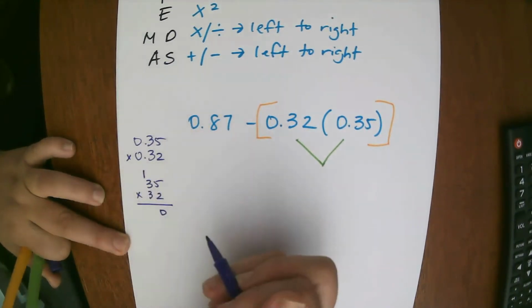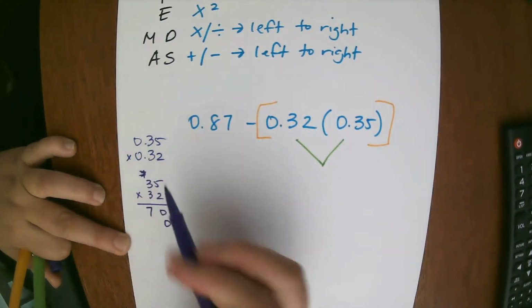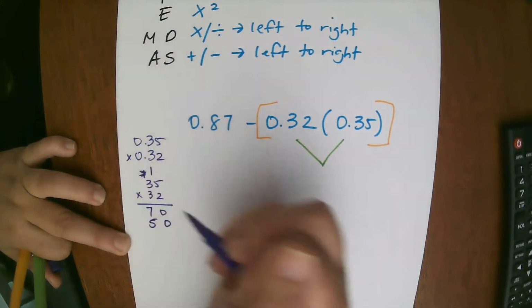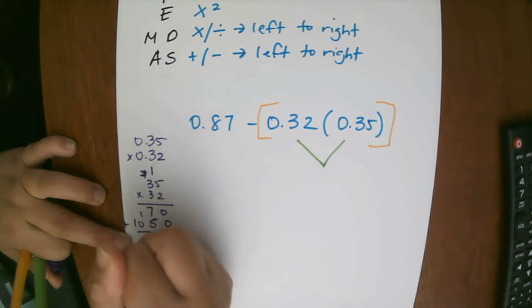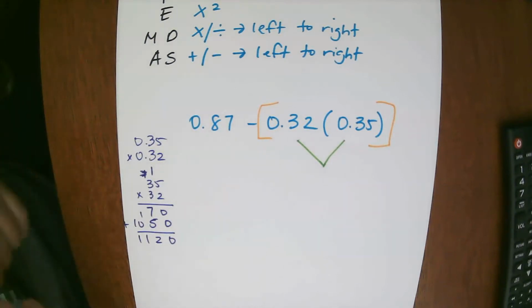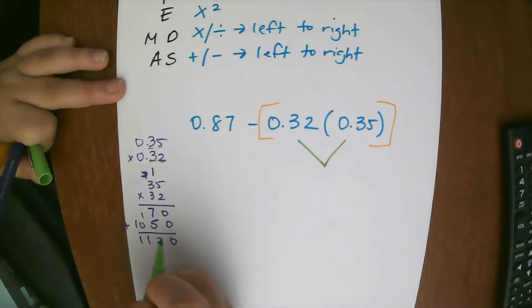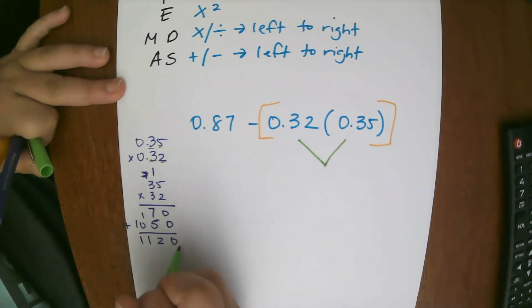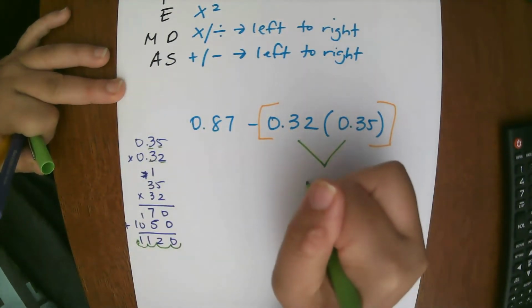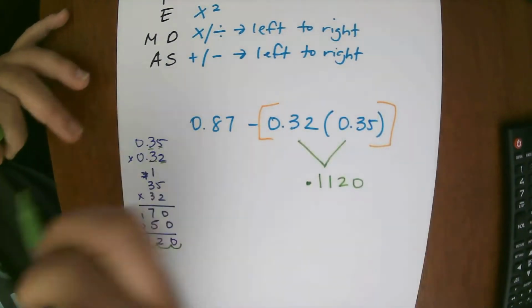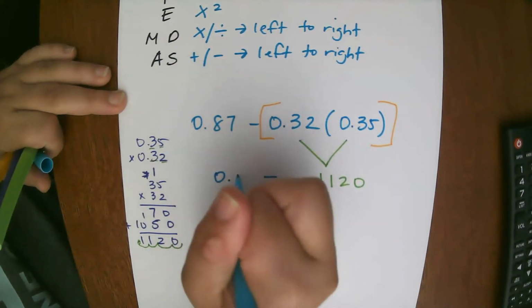All right, so 5 times 2 is 10. 3 times 2 is 6, plus 1 is 7. Put a 0 there. 3 times 5 is 15. Carry the 1. 3 times 3 is 9, plus 1 is 10. Add them all up: 0, 12, 1, 1. Now I'm going to input my decimal. So I have 1, 2, 3, 4 spots. I'm going to start at the far right and go over 4 spots. So this becomes 0.1120.